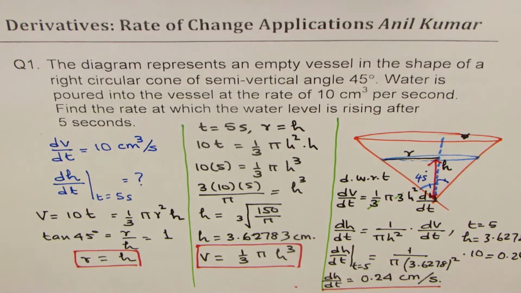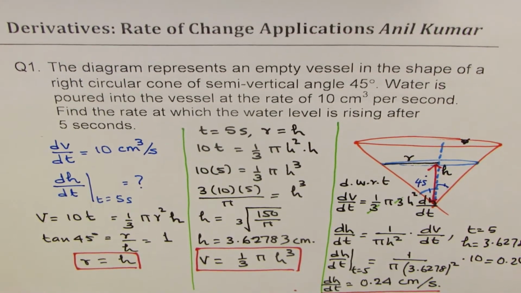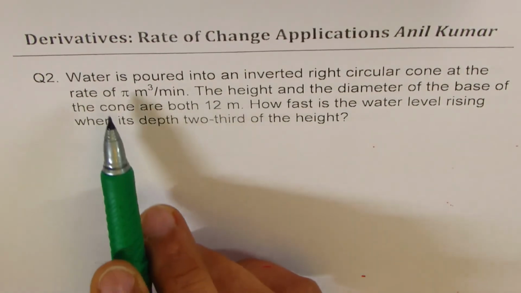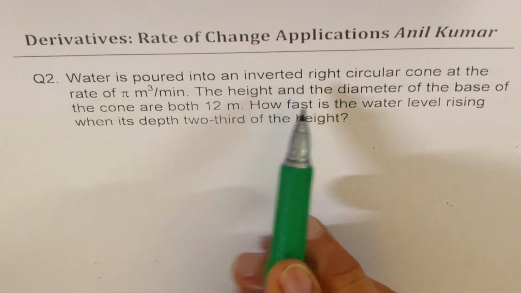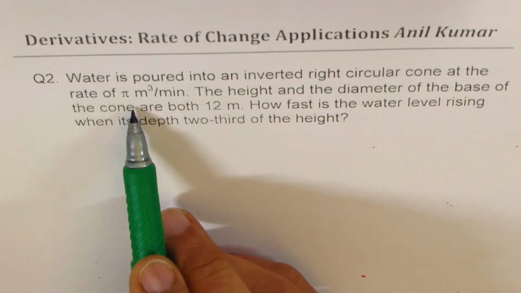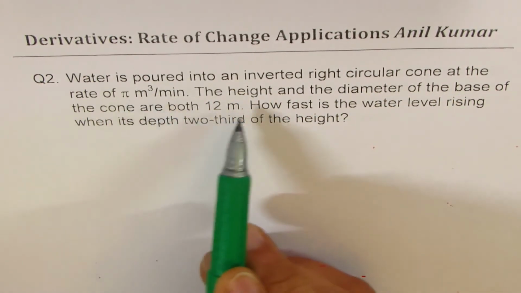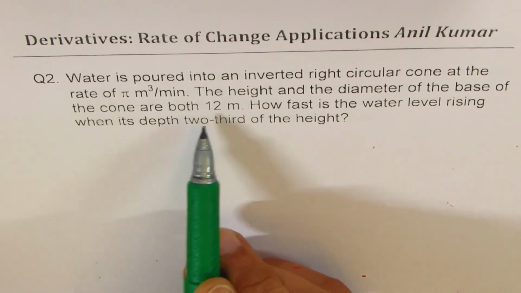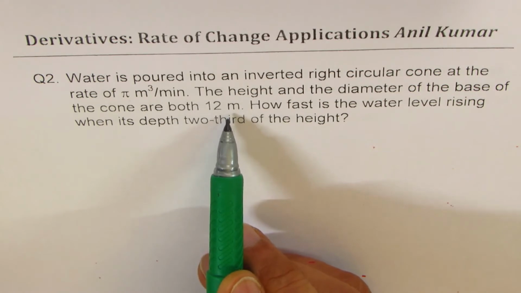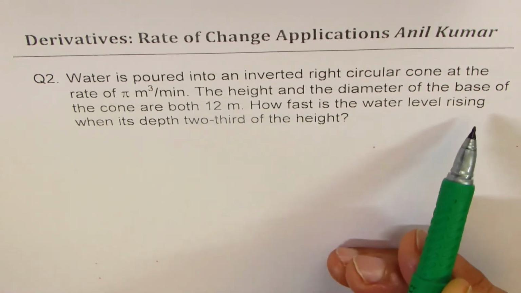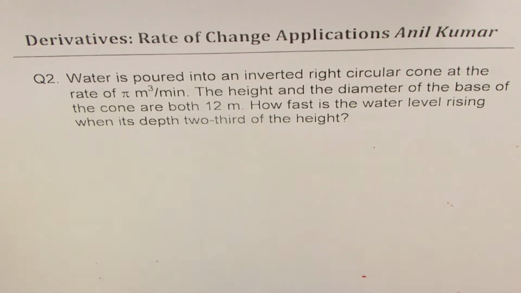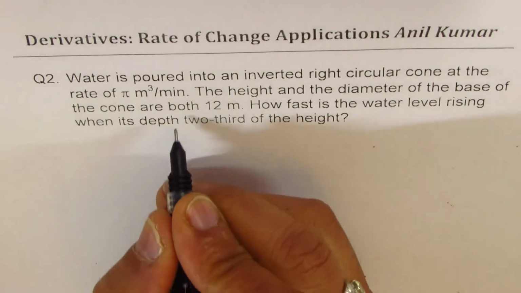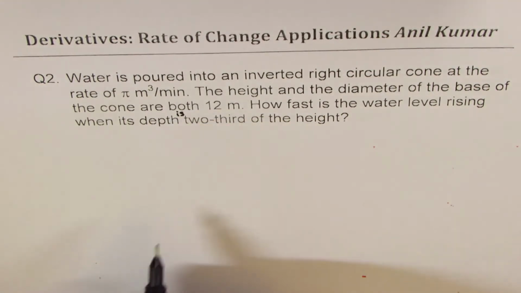Let's move on and take up question number 2. Water is poured into an inverted right circular cone at the rate of pi meter cube per minute. The height and the diameter of the base of the cone are both 12 meters. How fast is the water level rising when the depth is 2/3 of the height? Let us sketch the diagram.